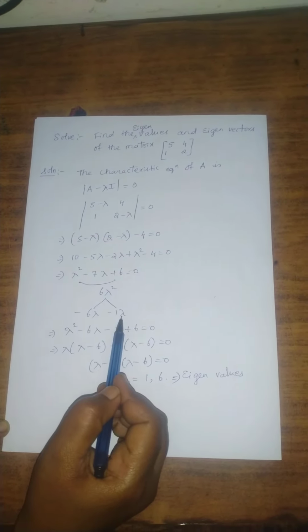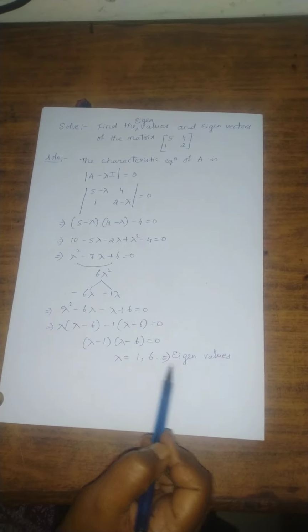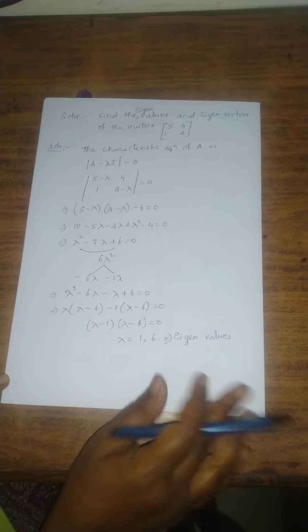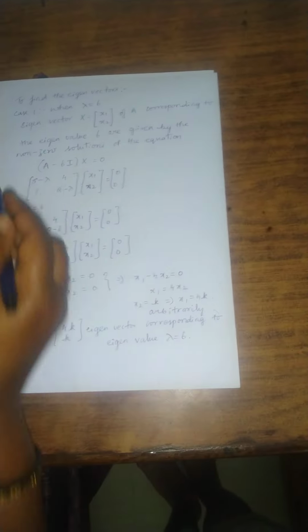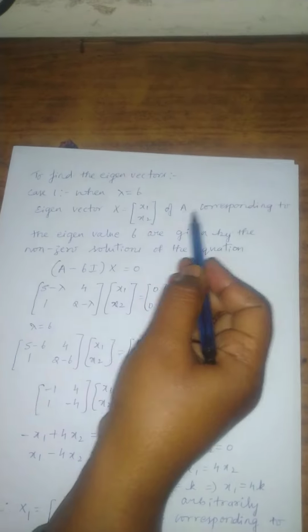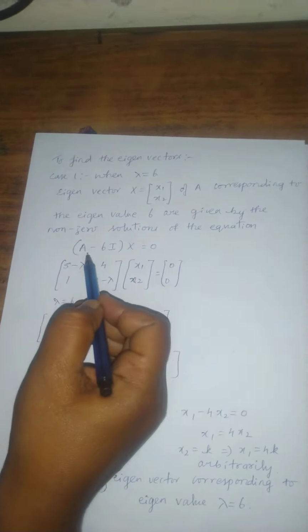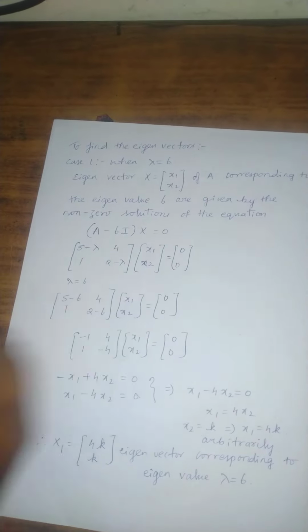Now we are going to find the value for lambda, and I am going to get the value of lambda as 1 and 6, which are the eigenvalues. So the eigenvalues are 1 and 6. Now to find the eigenvector, case 1, we are going to consider when lambda is 6. Then the eigenvector X is x1, x2, that I need to find out for the matrix A corresponding to the eigenvalue 6, given by the non-zero solutions of the equation A minus 6I into X is equal to 0.